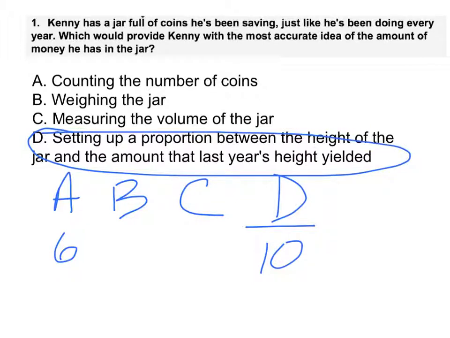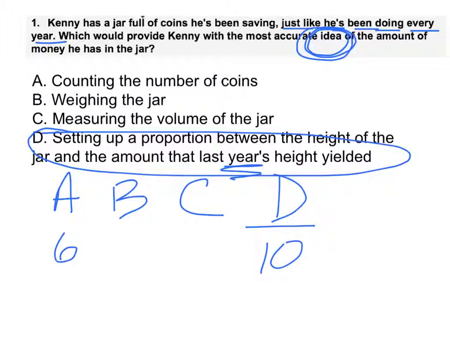Read the question again. Kenny has a jar full of coins he's been saving, just like he's been doing every year. Notice that shows up in this answer. Which would provide Kenny with the most accurate idea? Idea is another way of saying another word that starts with G. Guess. Yes. Of course you could count the number of coins in there and get the exact one, but what would be the purpose of the word problem though? So this would be a really easy problem, and these are not easy.